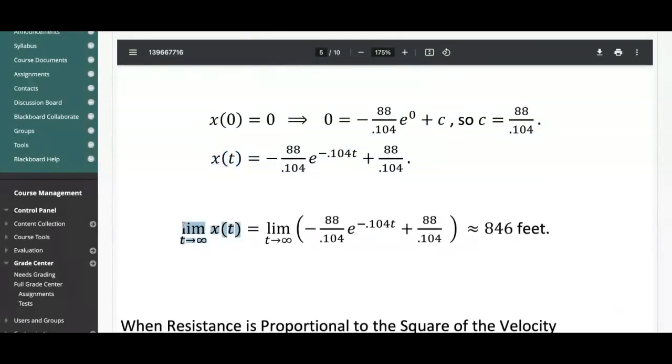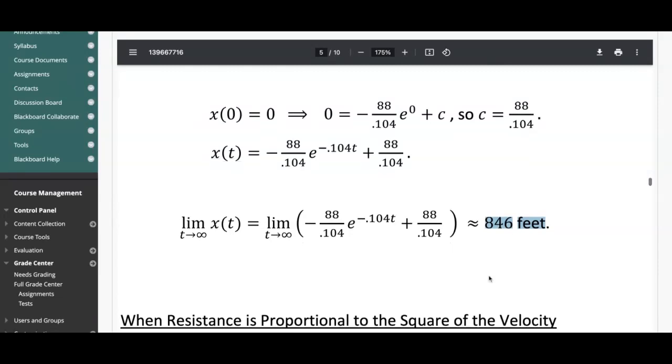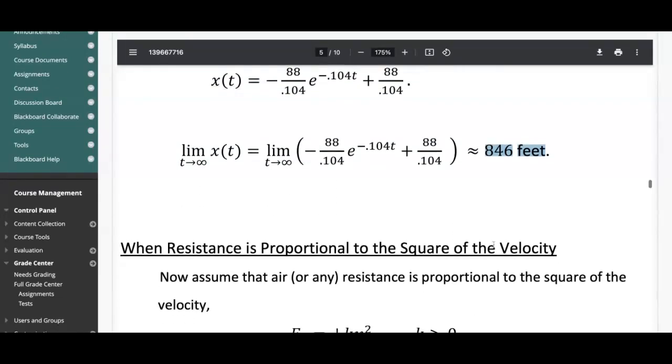Again, thinking about time continuing to run, take a limit as t runs to infinity. As time runs, the car will reach such a distance.